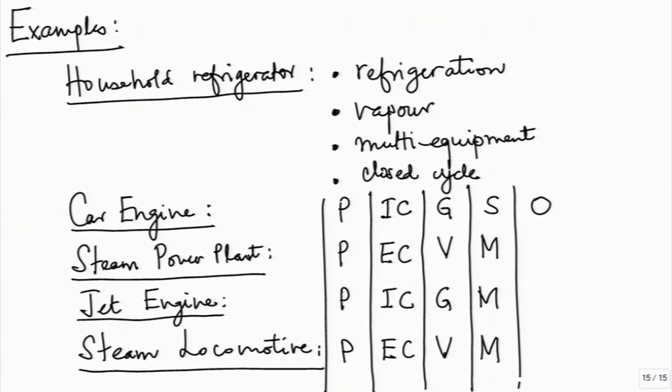Steam power plant, closed cycle. Jet engine, open cycle. And steam locomotive is one of those rare things where you have a power cycle, which is external combustion, which is a vapor cycle, which is multi equipment, but happens to be an open cycle. That is because it does not have a condenser, which is a part of the steam power plant. It being a mobile piece of equipment, we do not want to carry that huge bulky condenser on rails.